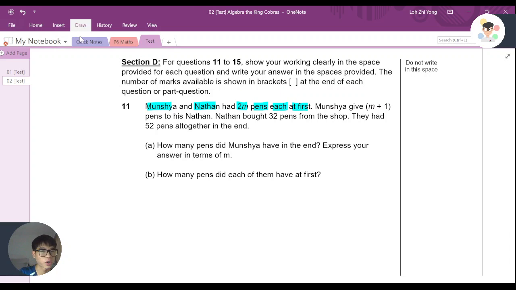Now you need to understand the concept here. They use the word each. It means that Munsha has 2m, Nathan also has 2m. Do you get the concept here? Again, I repeat. If I say 2m pens each at first, it means that Munsha has 2m, Nathan has 2m. A lot of you thought that both of them add up together is 2m. But again, they use each at first.